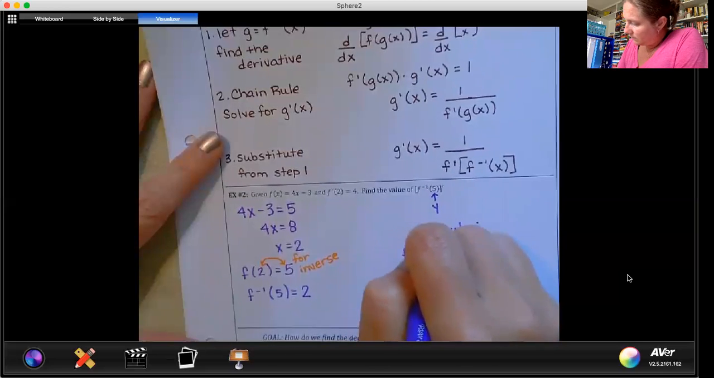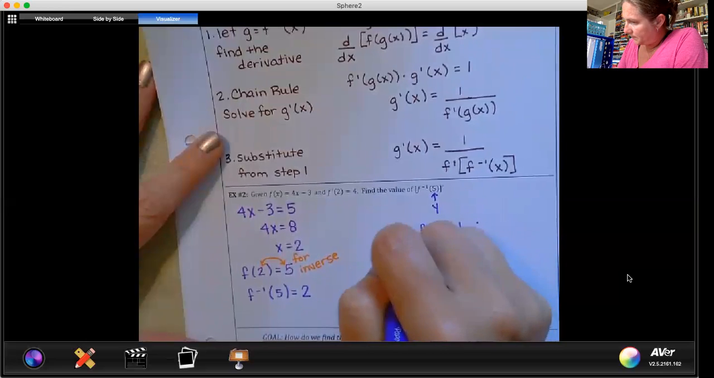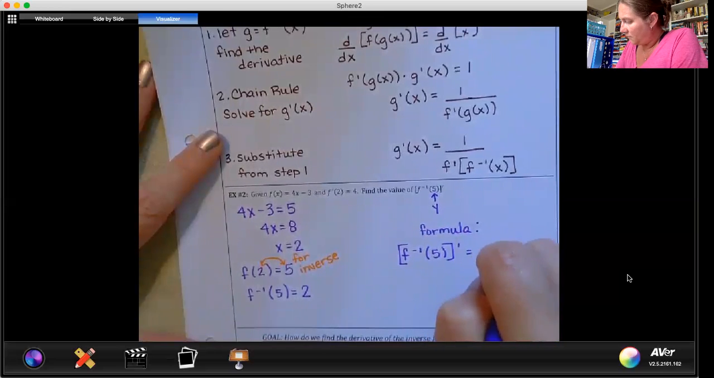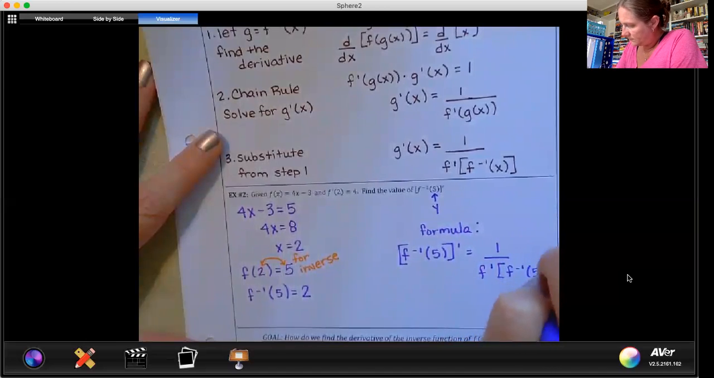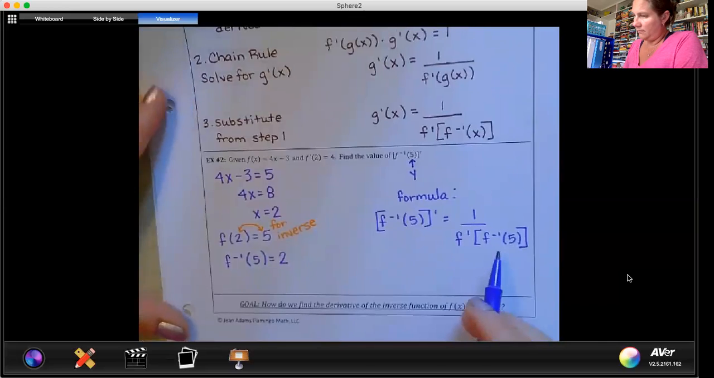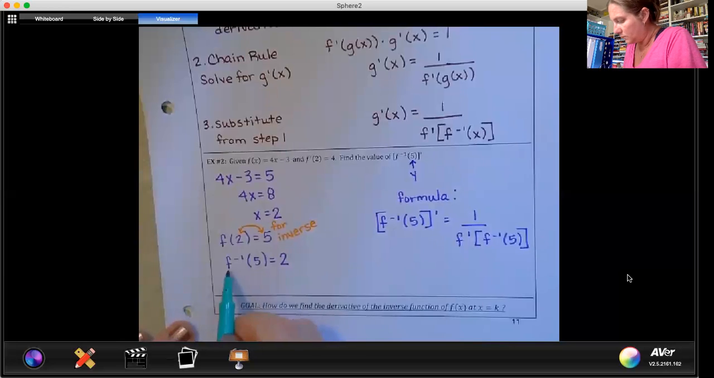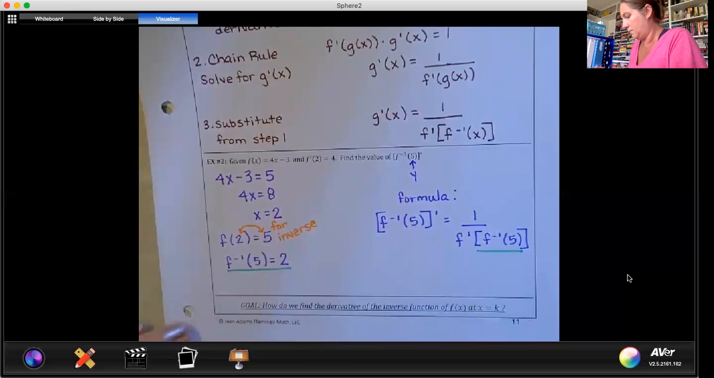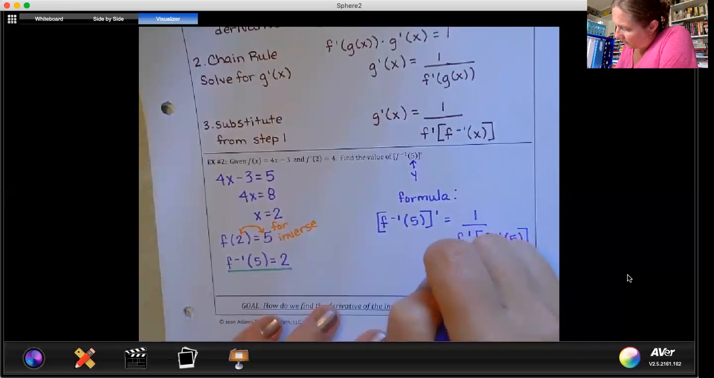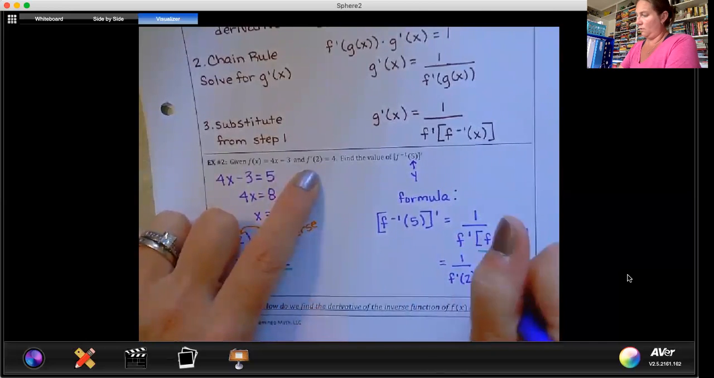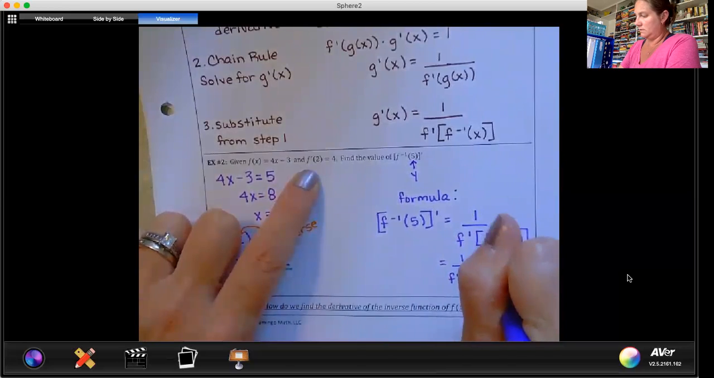So what we're looking for, the derivative of the inverse of f at 5, is, according to our formula here, 1 over f prime of f negative 1 of 5. f negative 1 of 5 is 2. So let's color code that so you guys can see where all these numbers are coming from. So that's 1 over f prime of 2, and f prime of 2 is 4. So your answer is 1 over 4.